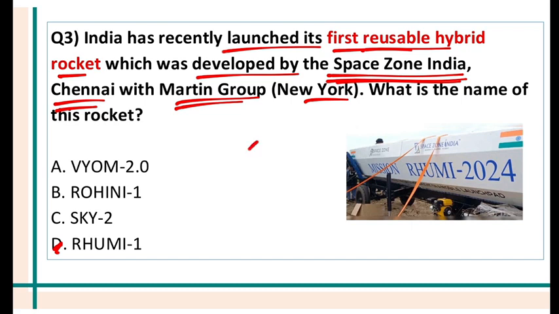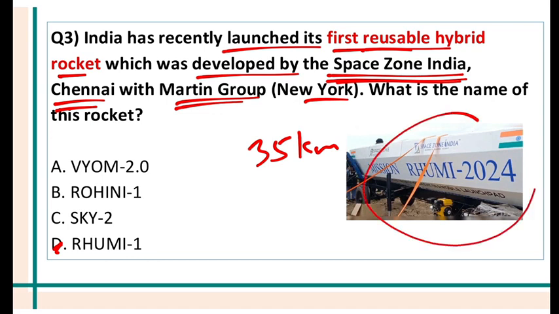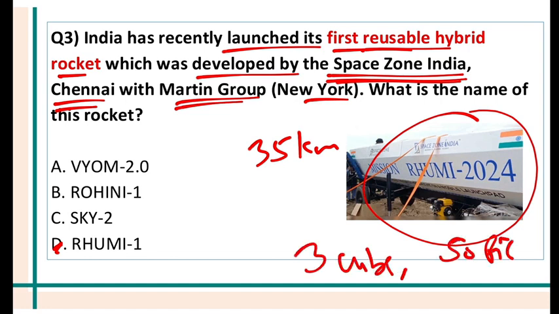Now, it reached around 35 kilometers away from planet Earth, and it is a reusable rocket, right? So when it was launched recently, it carried 3 cube satellites and 50 pico satellites. Pico satellites are very, very small, even smaller than nano satellites. Pico is smaller than nano, by the way, right? Nano is 10 raised to the power minus 9. Pico is 10 raised to the power minus 12.